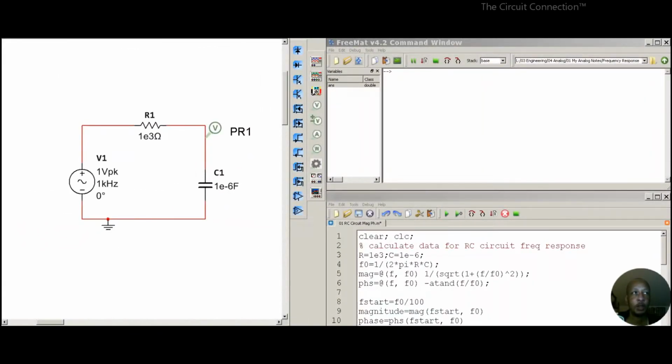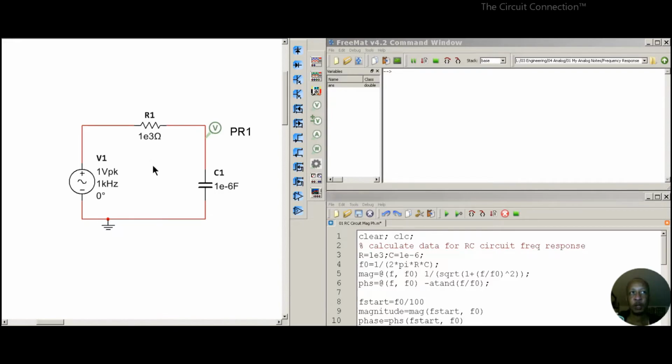Okay, so for the simulation part here, I'm using Multisim for the circuit, and then I'm going to be using FreeMat in order to calculate values for the critical points of interest. In this circuit, you can see that I have my RC circuit here.